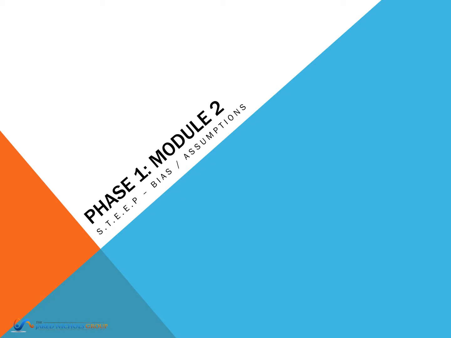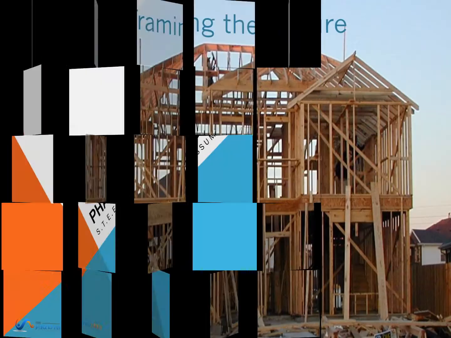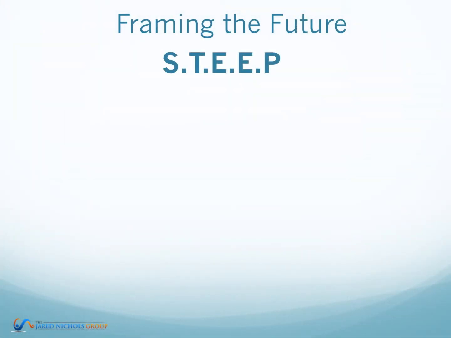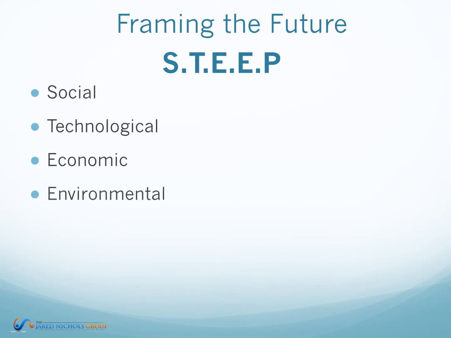Now, in order to effectively plan for the future, we must have a framework that takes multiple facets of society into consideration. By doing this, we are enabled to construct plausible future narratives or scenarios in which we envision ourselves and our organizations. Now, the most traditional way of doing this is by using the STEEP categories. And the STEEP categories stand for social, technological, economic, environmental, and political.